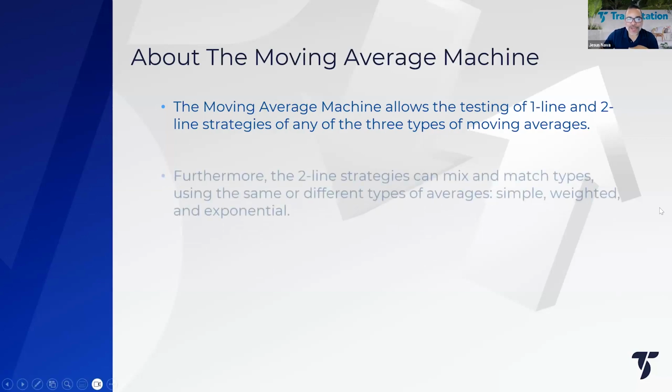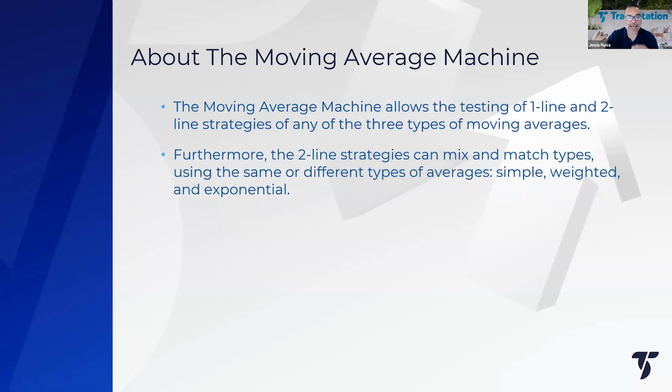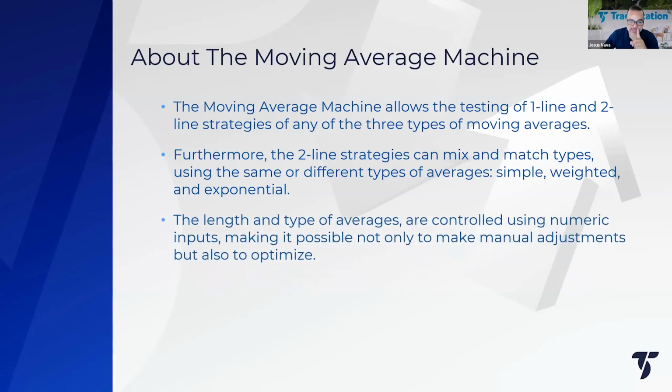But at the same time, the moving average machine is going to allow you to mix and match types, meaning that you can use a simple average to enter and an exponential average to exit. Or you can use a weighted average to enter and use a simple moving average to exit, and use any type of combination between those different averages, because maybe one type of moving average favors entries more than exits. And that's the idea here, for you to be able to mix types of moving average in one single strategy. The length and the type of moving average are all controlled using numeric inputs.